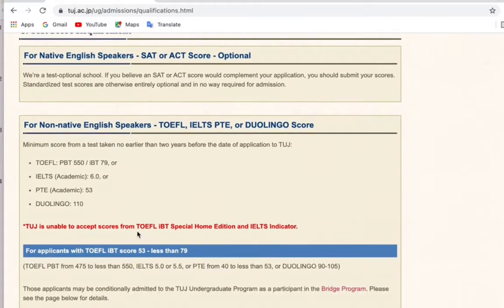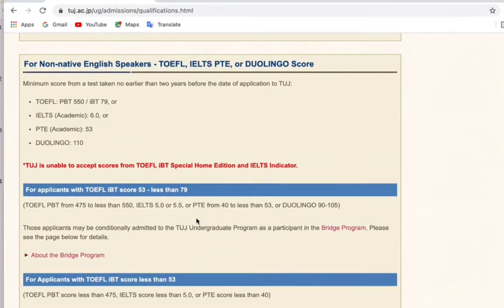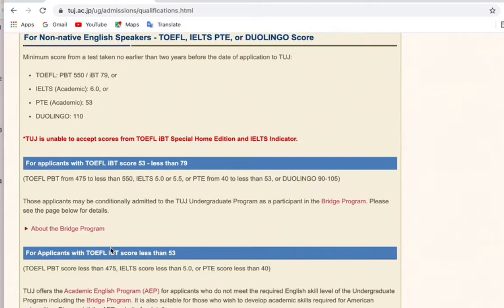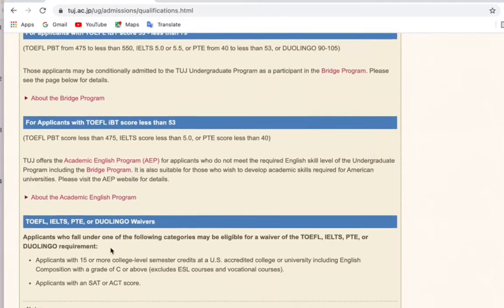They are unable to accept scores from TOEFL iBT Special Home Edition and IELTS Indicator. But if you have less than the score, those applicants may be conditionally admitted to the undergraduate program as a participant in the bridge program. Please see the details. Okay, so I'll just end here.